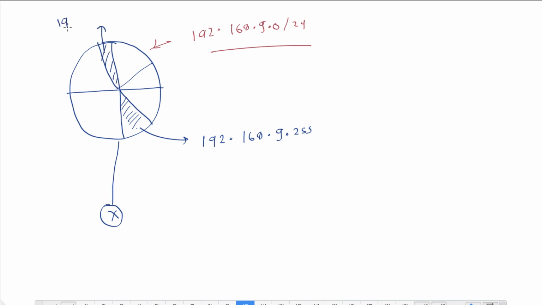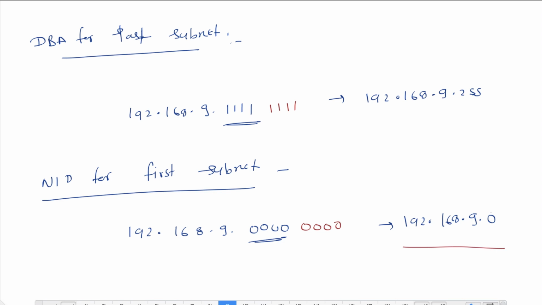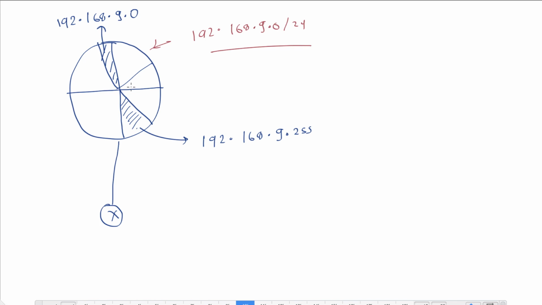This is having the network ID, which is 192.168.9.0, right? See here, the network ID of the first subnet and the directed broadcast address for the last subnet. This is what I have written here. But before subnetting, these were the network ID and directed broadcast address for the whole network also. See, this is for subnet 1 after subnetting. This is for the last subnet or 16th subnet. Right? Last subnet directed broadcast address is this, first subnet network ID is this.